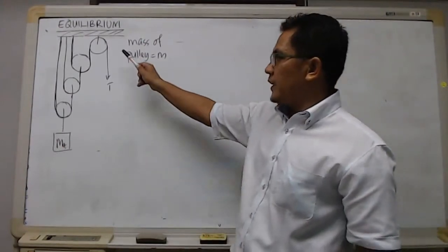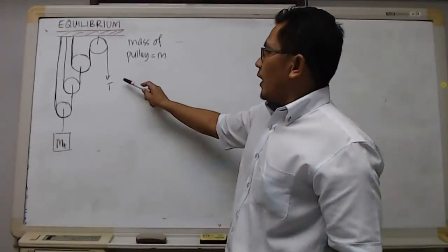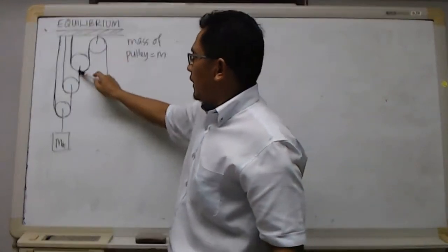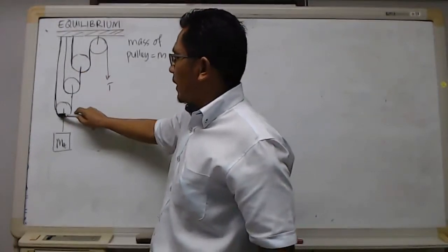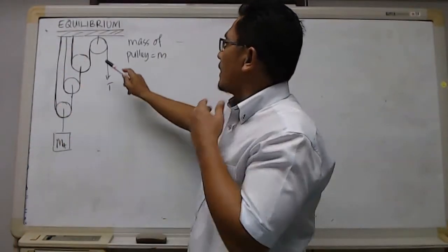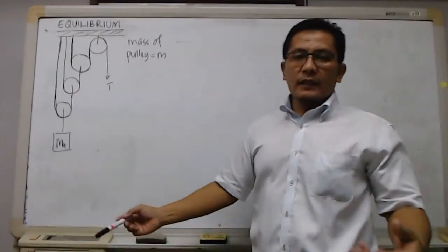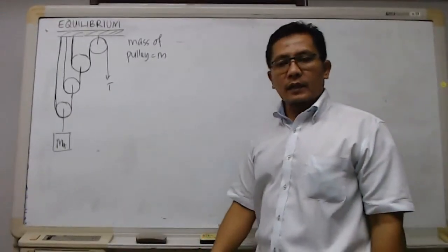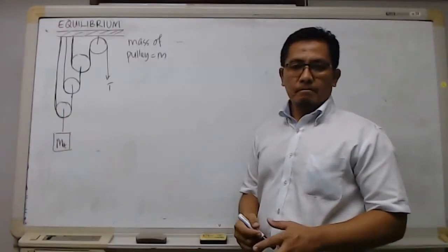We have 4 pulleys here, 1 mass hanging on the left. So we have 1 cable wrapped on 2 pulleys, another cable wrapped on this pulley, another cable wrapped on this pulley. Given that the mass of each pulley is M, but again the friction between the pulley and the cable is 0. Now we have to start to draw the FBD.